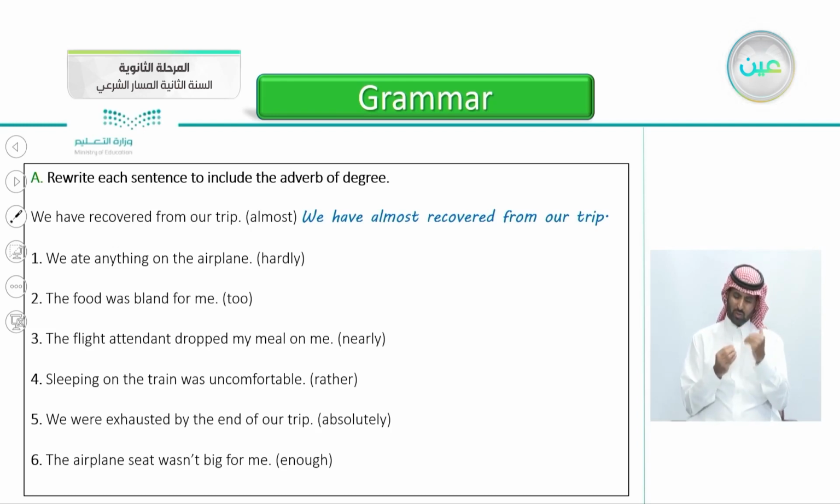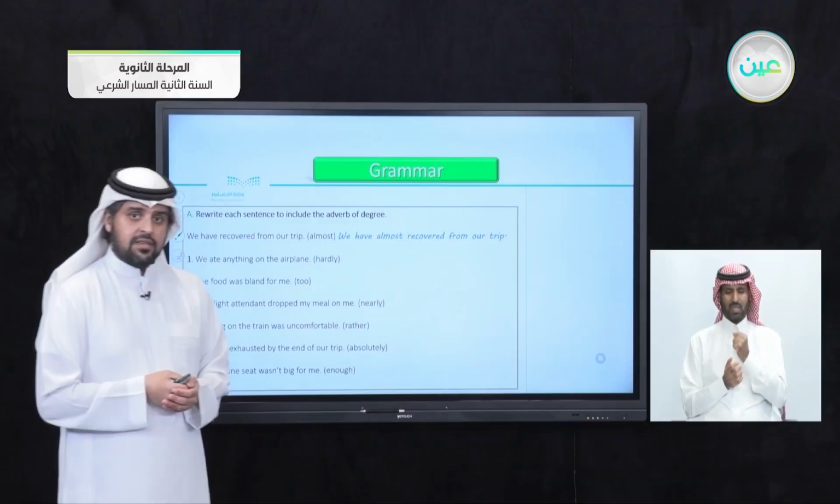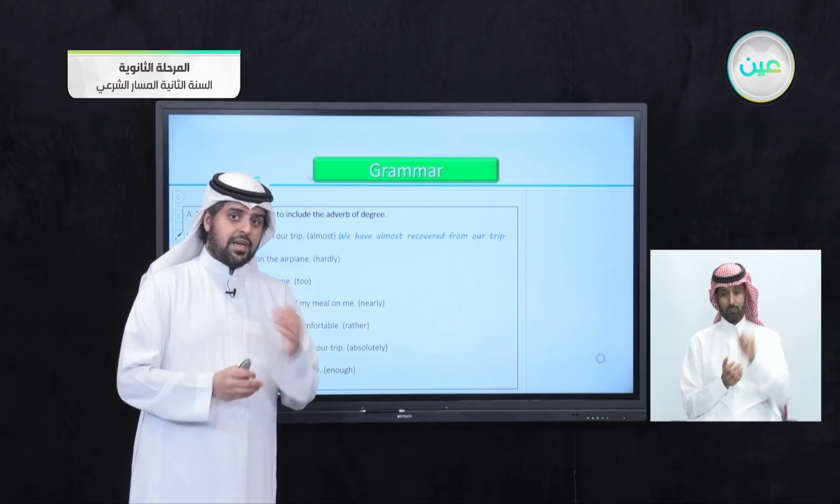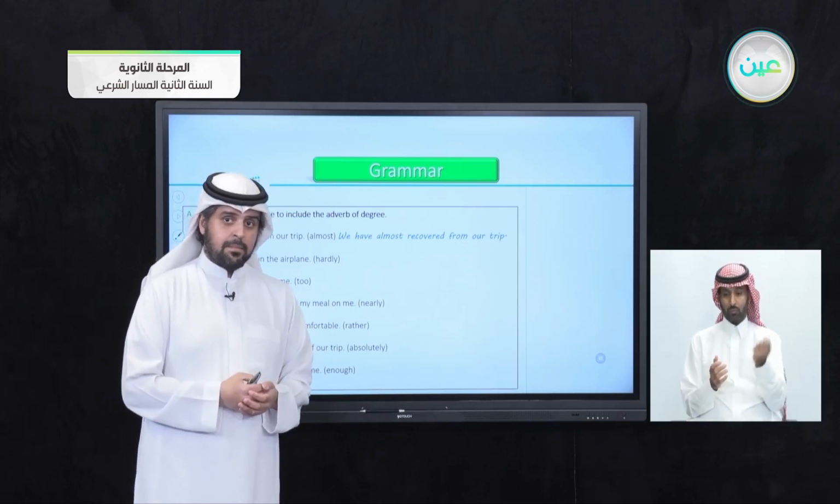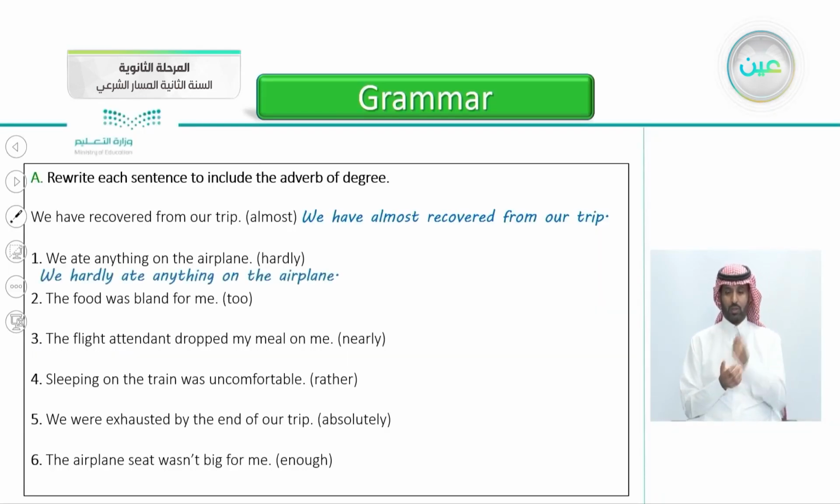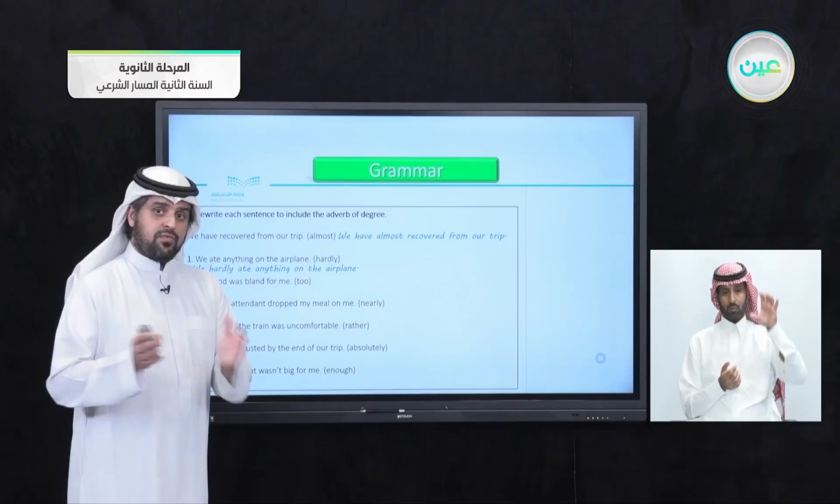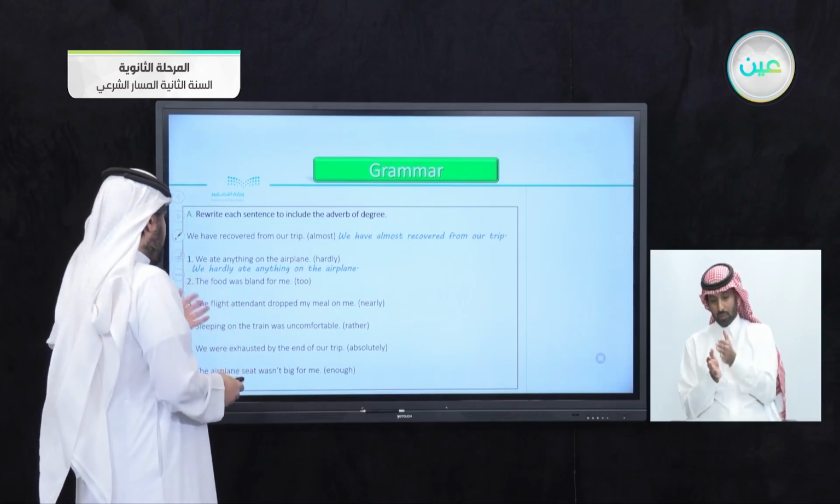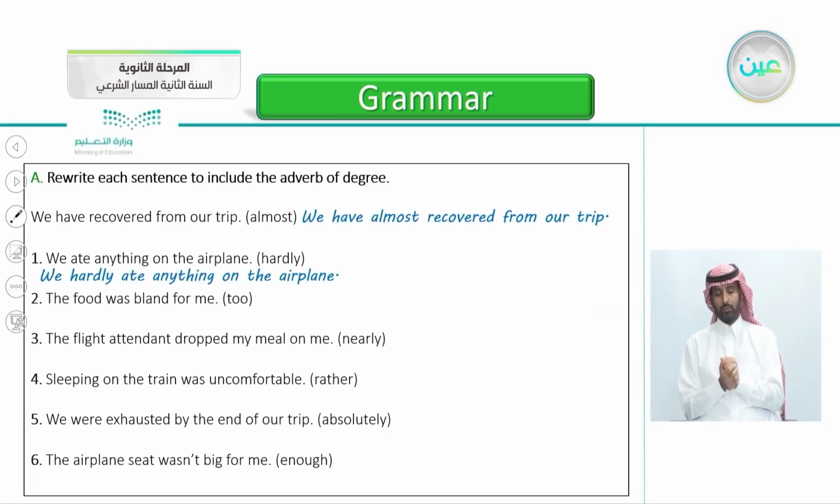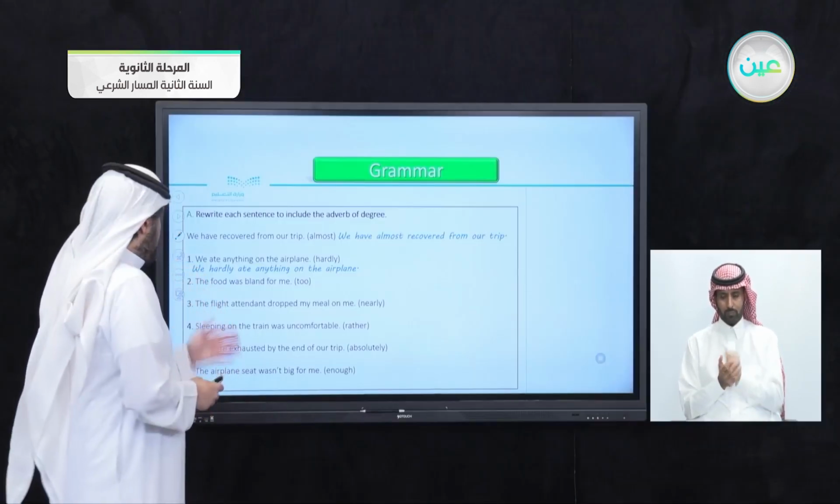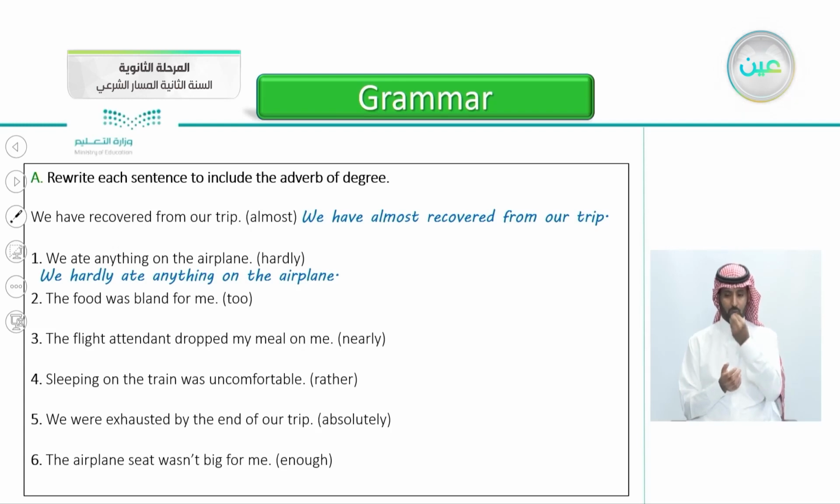Number 1, we ate anything on the airplane, and the word hardly. So, how do we rewrite the sentence using the word hardly? Yes, that's correct. We hardly ate anything on the airplane. We just put it before the verb. We hardly ate anything on the airplane. So we just ate a little bit. We barely ate anything.